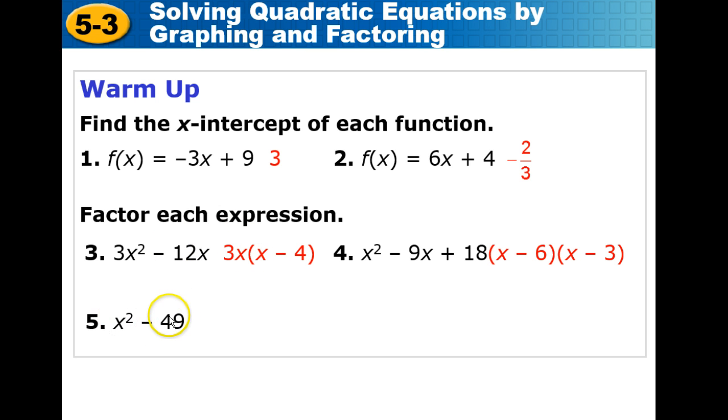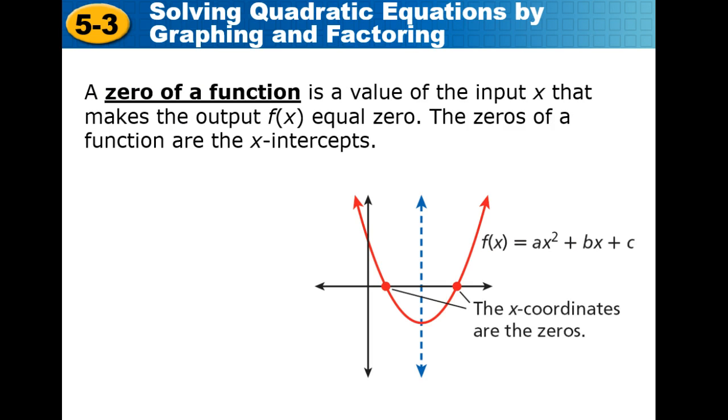This is a difference of squares, so we take the square root of x squared and 49, and we get x minus 7 times x plus 7. Okay, let's jump into the notes here for section 3.